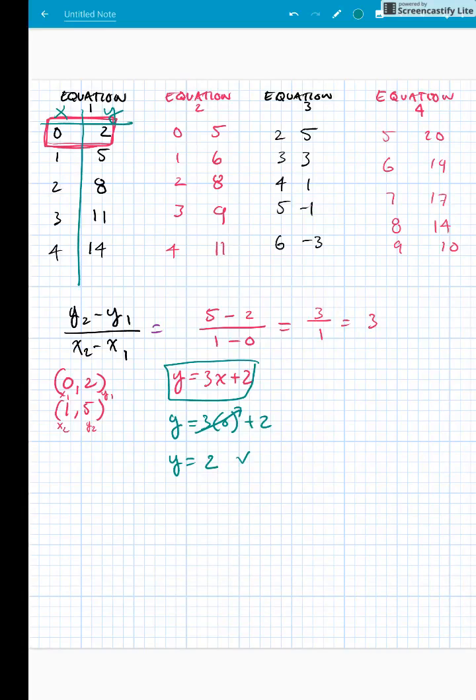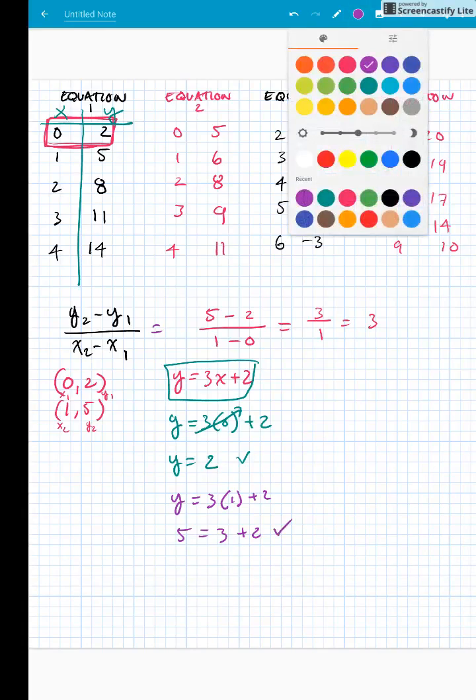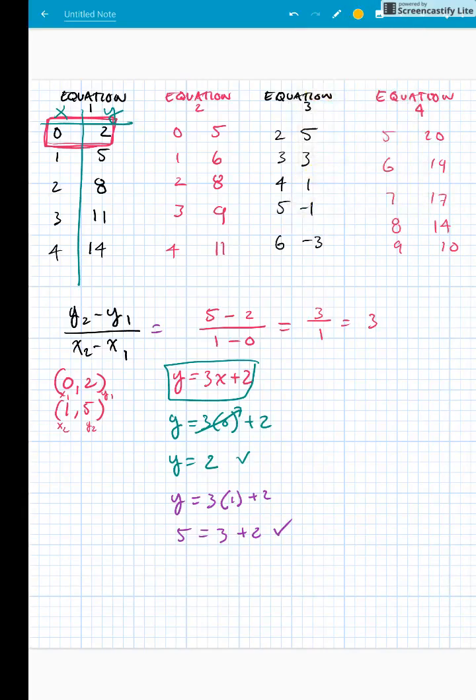So if this equation is true, when I plug in a 1, it should give me a 5. Y is equal to 3 times 1 plus 2. 3 times 1 is 3, plus 2 is 5. It's good. Okay, let's try another. If we plug in a 2, we should get an 8. Y equals 3 times 2 plus 2. 3 times 2 is 6, plus 2 is 8. This one also checks out.